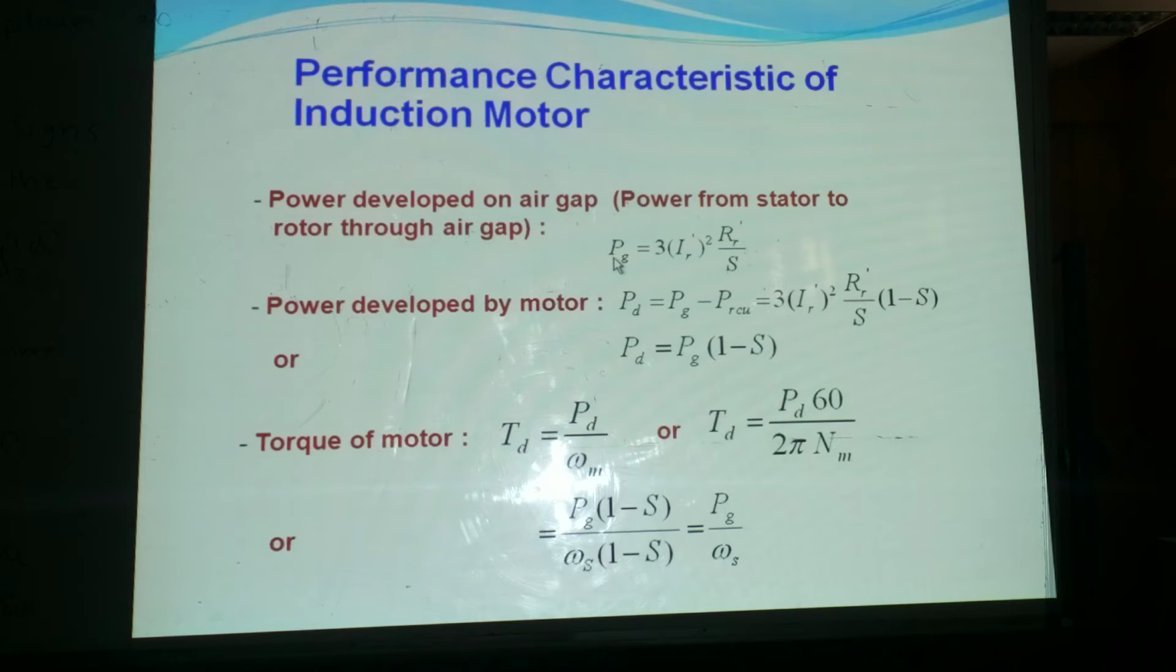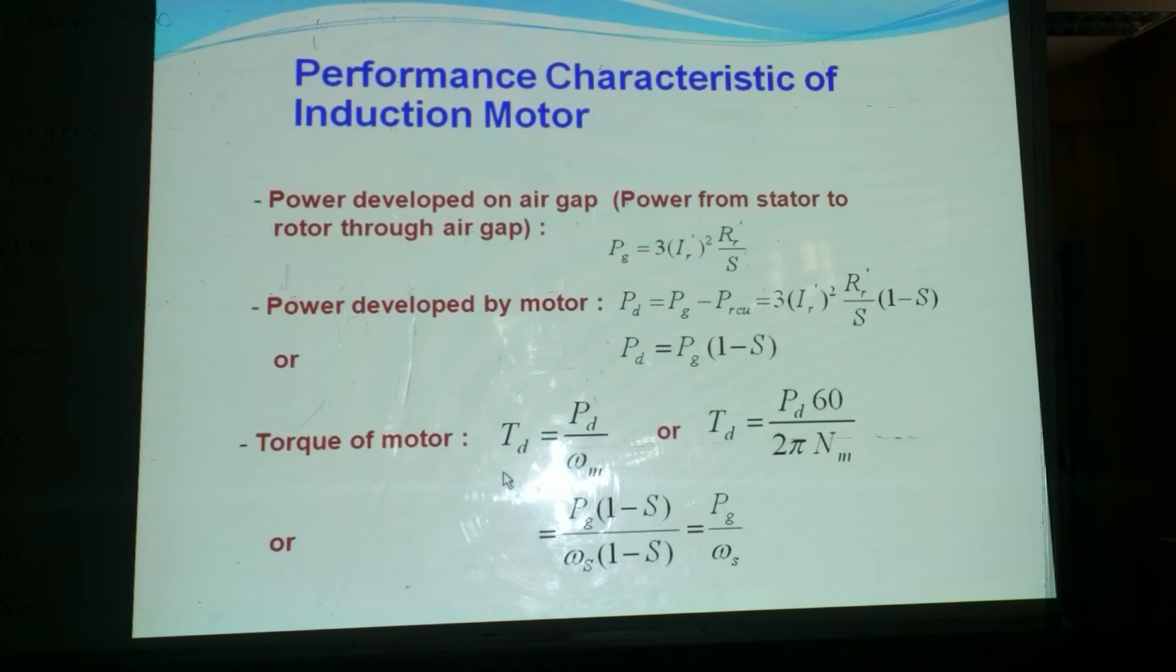Power developed in the air gap is nothing but power from stator to rotor through the air gap. Air gap power, we can say simply, is the rotor input power, which can be calculated by 3 times Ir square Rr dash by s. Power developed by the motor is air gap power minus rotor copper losses, which is given by air gap power into 1 minus s.